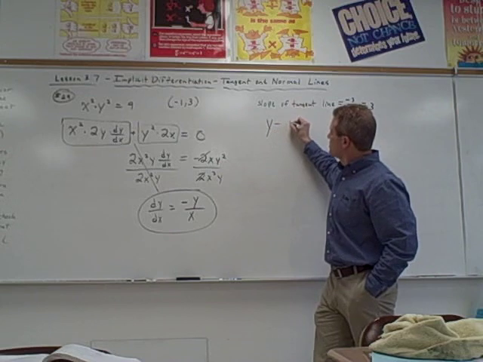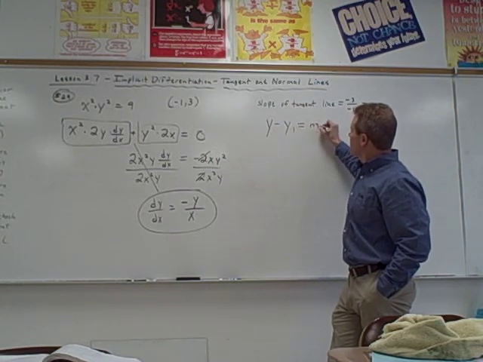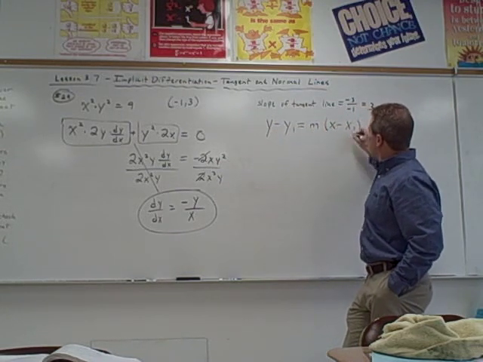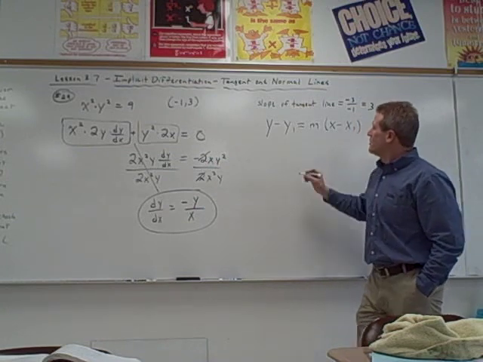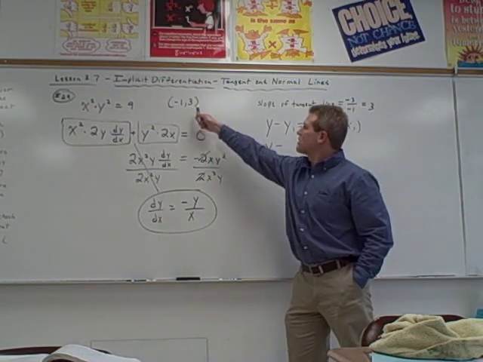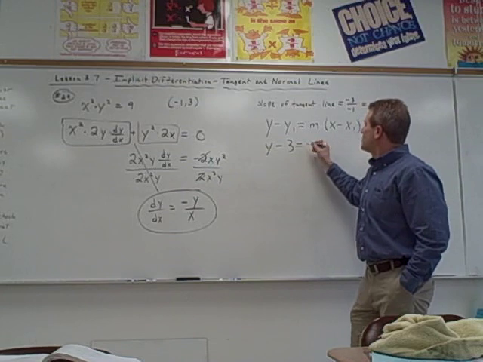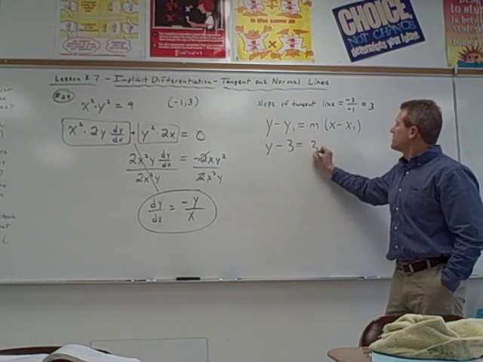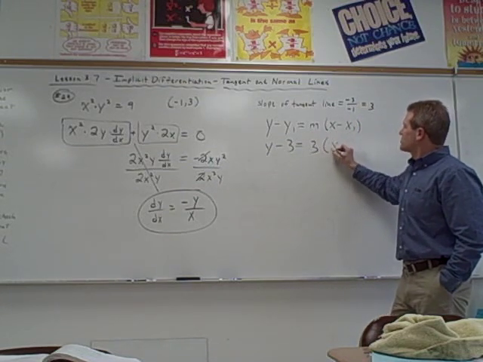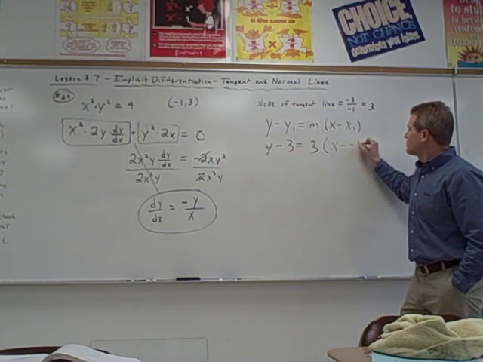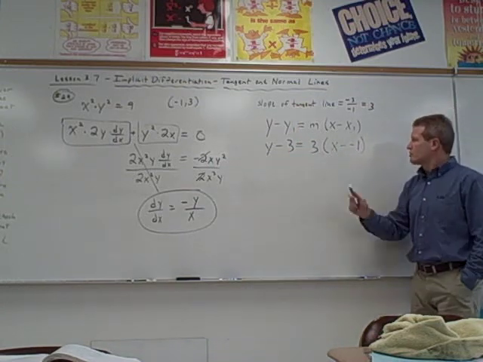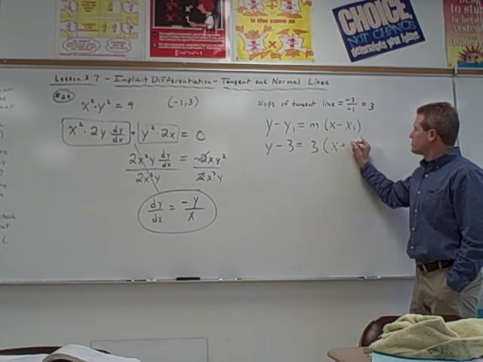So now we can use the point-slope form of a linear equation to write the equation of that tangent line. So we'll go y minus this y coordinate of 3 equals our tangent line slope of 3 from right here, times x minus x of -1. Of course, minusing a -1 can be changed to plus a 1.